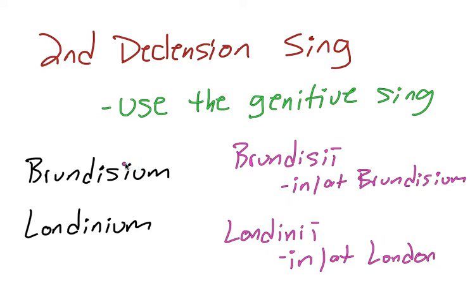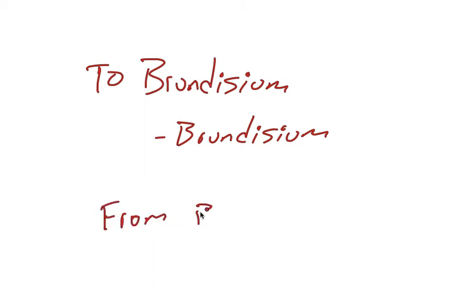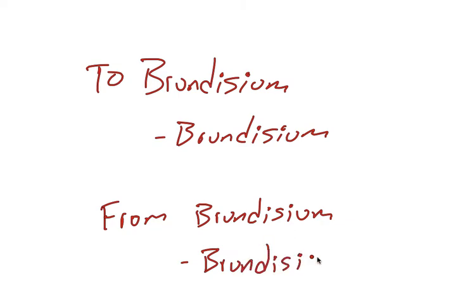And the same rule applies for motion on these. So if you wanted to say we're going to Brundisium, to Brundisium would just be Brundisium, because it's also accusative, right? It's the second declension neuter. If you wanted to say from Brundisium, then you would just put this word into the ablative, Brundisio. So remember, when you're showing motion with words that take the locative, then you never use a preposition, either accusative or ablative.